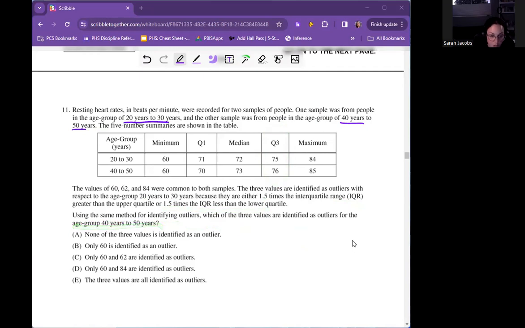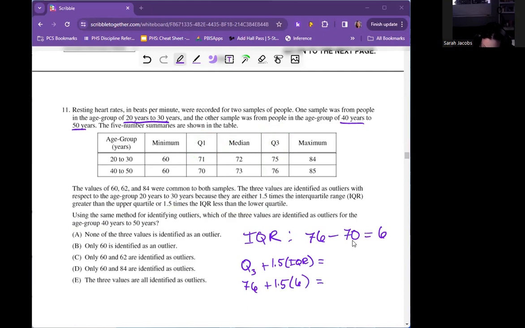Okay, so IQR is Q3 minus Q1. So IQR for the group in question is going to be Q3, 76, minus Q1, which is 70. So our IQR is 6. So then we need to find our boundaries. Our upper boundary is going to be Q3 plus 1.5 times the IQR. And in our case, Q3 is 76 plus 1.5 times 6. And that gives us 85.